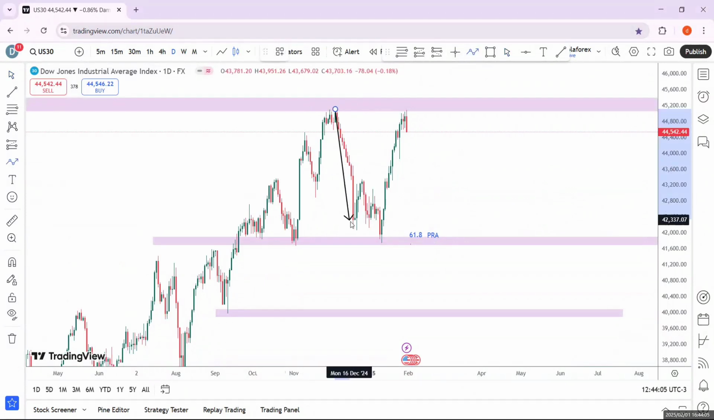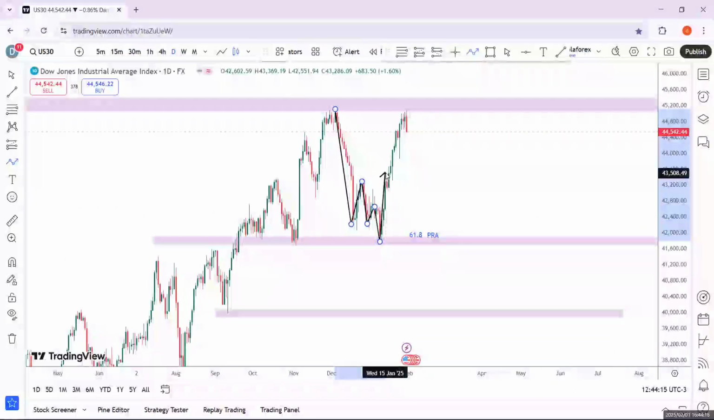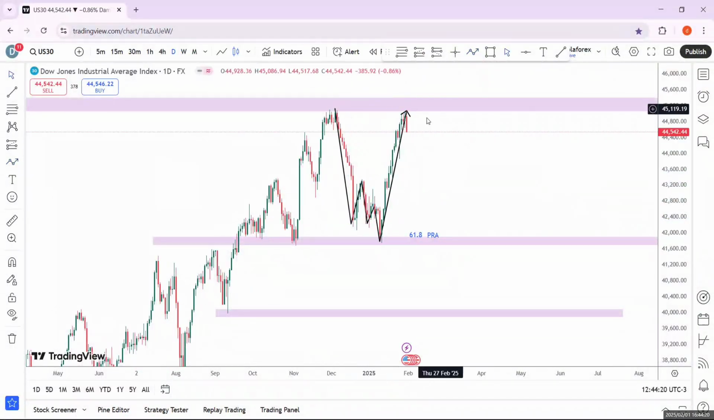We can see price makes a push, exhaustion right here. Then within the small fractal, it made a push, exhaustion, push, and broke structure. This was the first opportunity it gave within small fractals. Then eventually it broke big fractals, and went and headed to this resistance here.